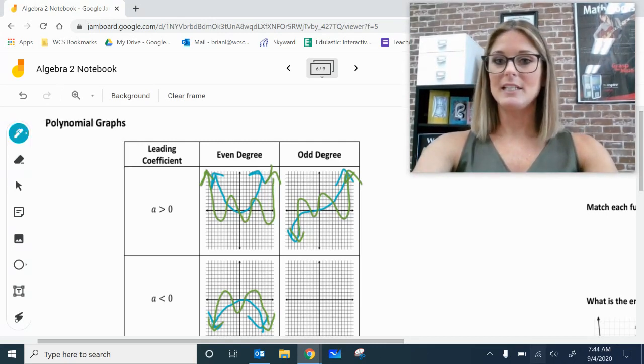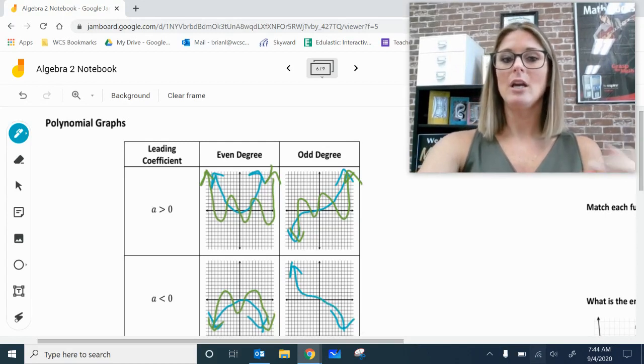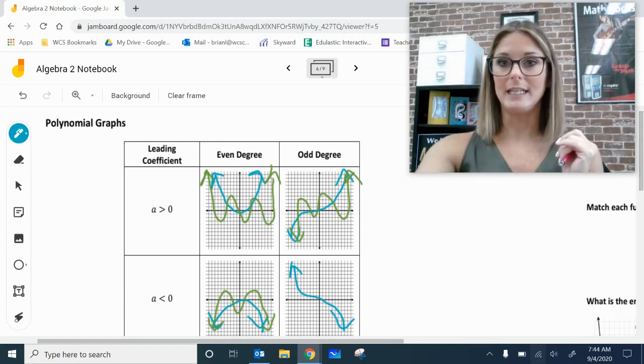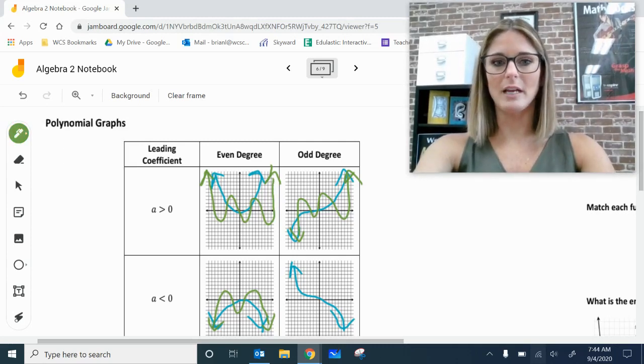If a is less than 0 or negative and it's odd degree, it's going to start up at the top and go down like that. That's an example of like y equals negative x cubed. You could go on Desmos, graph these, and see that they look like that. And play around with Desmos, it's kind of cool.